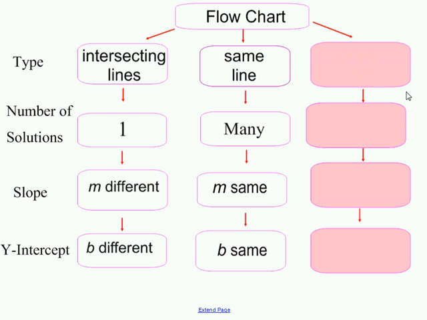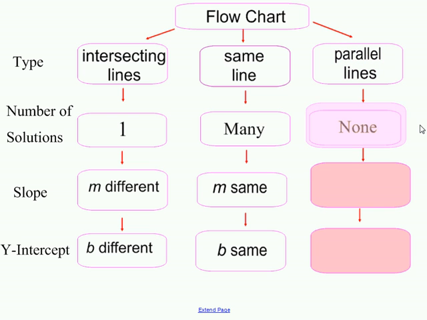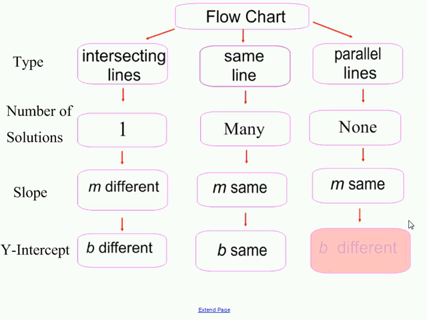The third type we have is parallel lines. We know that they're never ever going to touch each other. Because of that, there will be no solutions. We know that parallel lines, and the reason they're parallel is that they have the exact same slope, the exact same rise over run. They are never going to run into each other. And because of that, we know that the y-intercepts are going to be different.